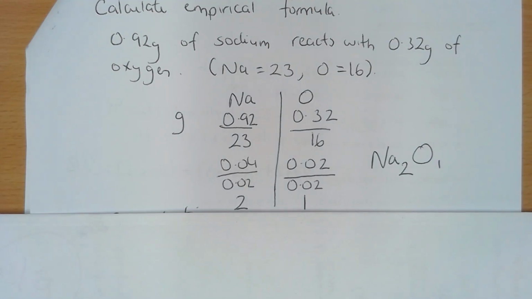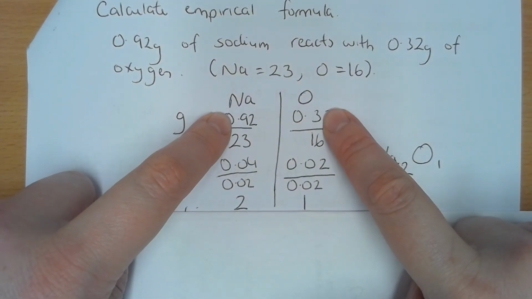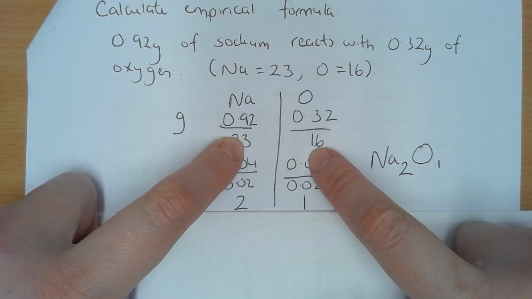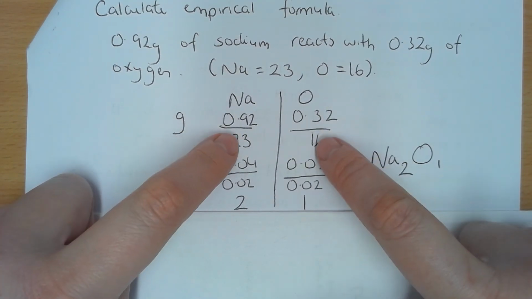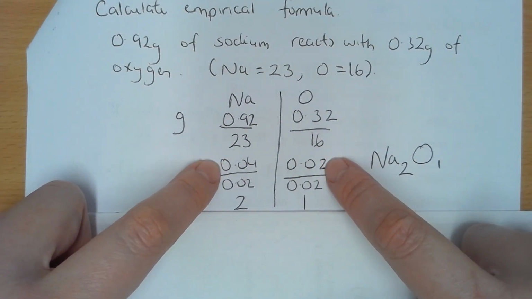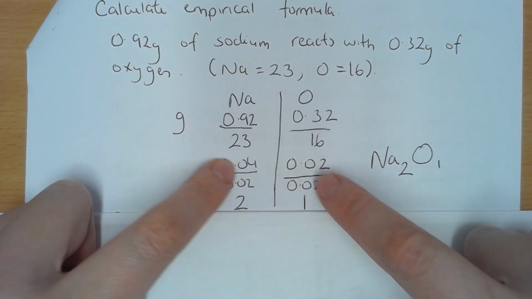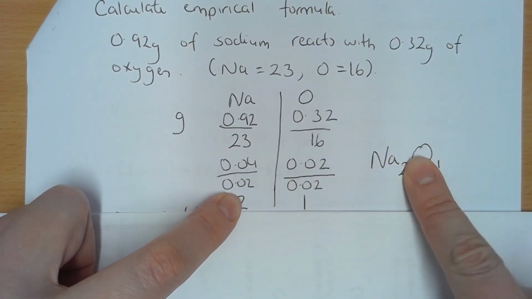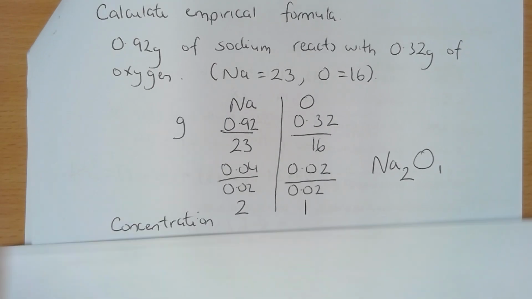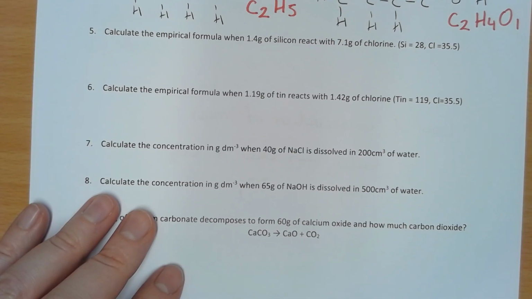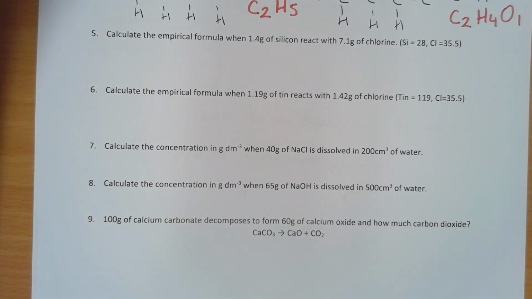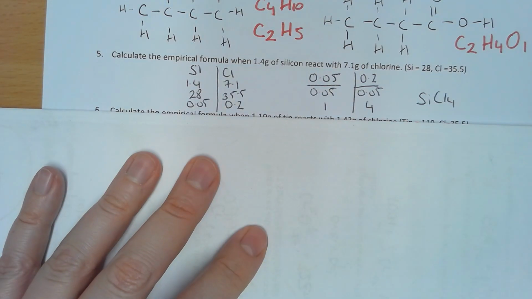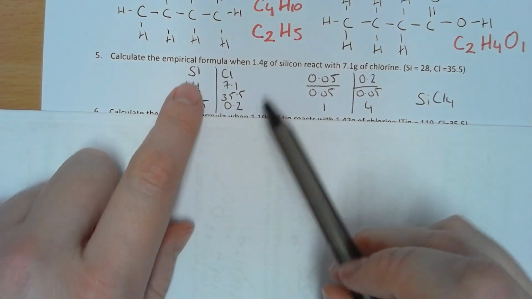That's empirical formula. So grams on the top, the number in brackets second line, top divided by the second line to get the third line, and then whichever number is smaller, you divide across by the small number. You have to write the formula at the end to get the final mark. I want you to have a go at questions 5 and 6, where you're asked to calculate empirical formula. Okay, so I've got silicon and chlorine.